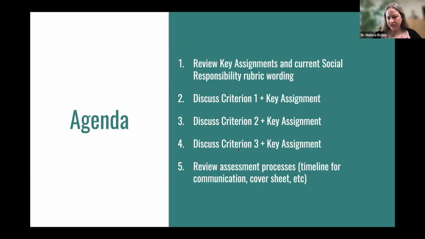And then after we discuss the 3 criteria, and we talk a little bit about how your own key assignments can key into each one of those things, then we're going to take a quick spin through the assessment process in general. You just kind of lay out a basic timeline for everybody so you know what's coming up. And that's really all we've got on the agenda today. Does anybody have any questions before we go on?